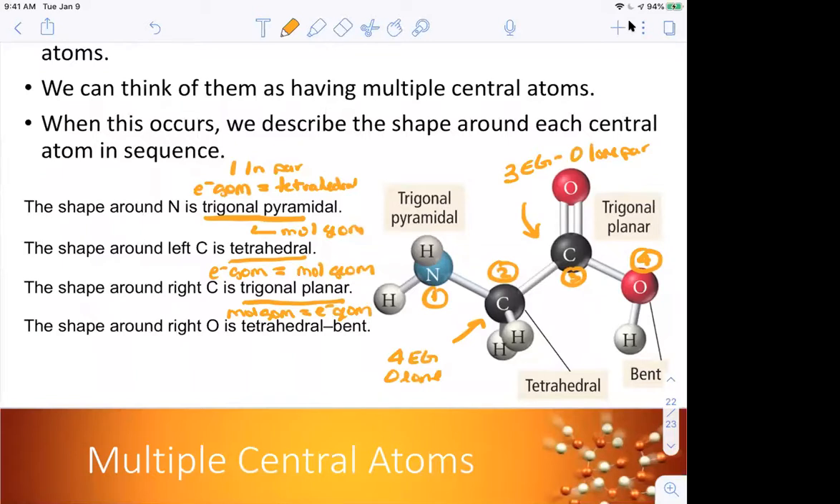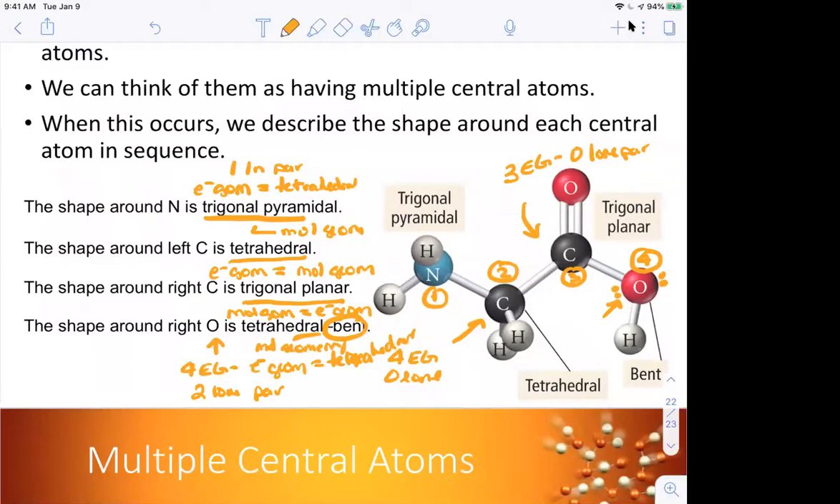And then this last one here, I actually have 2 lone pairs, right? This oxygen has 4 electron groups. So the electron geometry is tetrahedral, but I have 2 lone pairs. So this bent is going to be the molecular geometry.